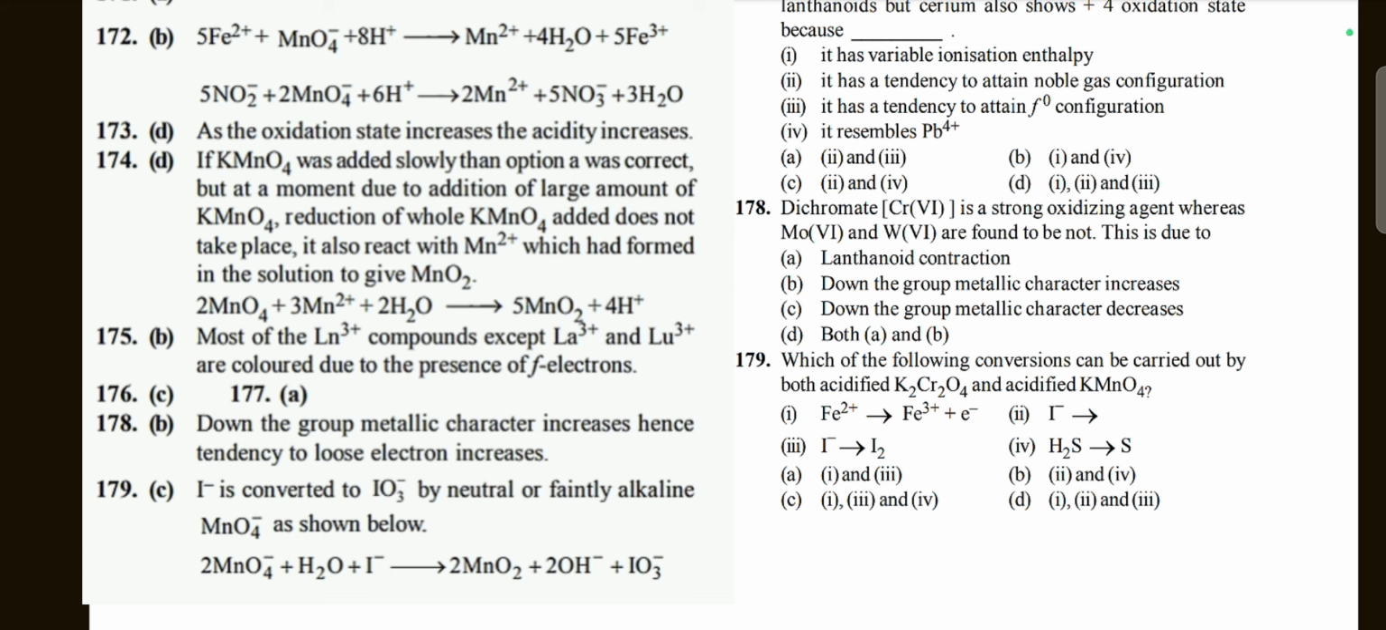Which of the following conversions can be carried out by both K2Cr2O7 and acidified KMnO4? So here option C will be correct, 1, 3 and 4. So I minus is converted to IO3 minus by neutral or faintly alkaline MnO4- as shown below, and the reaction is 2MnO4- plus H2O plus I- gives 2MnO2 plus 2OH- plus IO3-. So here the second reaction occurs in neutral or faintly alkaline medium. Rest all three, which are Fe2+ to Fe3+ plus electron, I- to I2, and H2S to S, occur in acidified K2Cr2O7 and acidified KMnO4. So option C will be the answer.